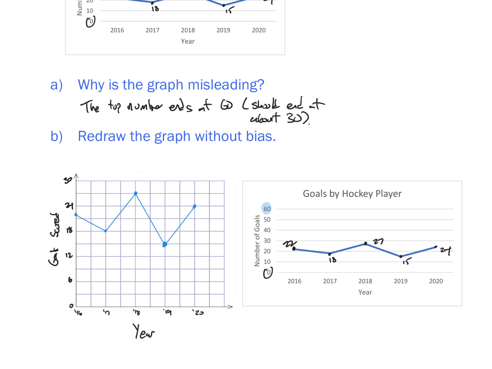So again, we can use graphs like this one to minimize big differences between numbers. And if we look at the first example we did on fast food, we can use them to make the differences look massive when in fact they're quite small.